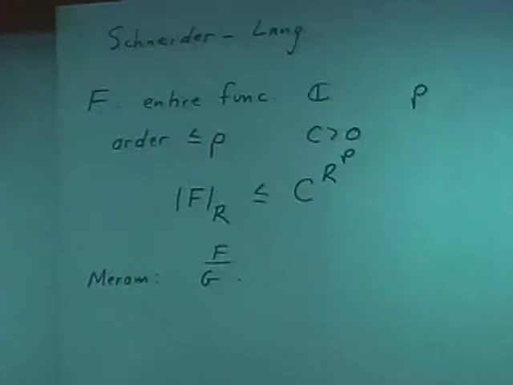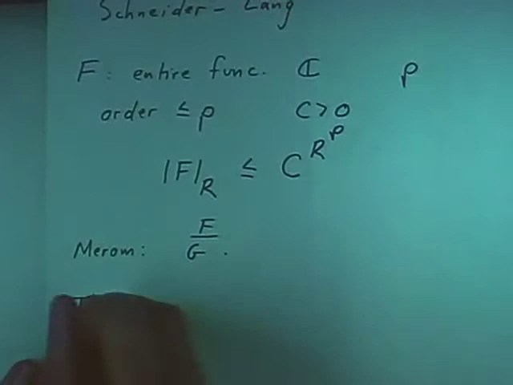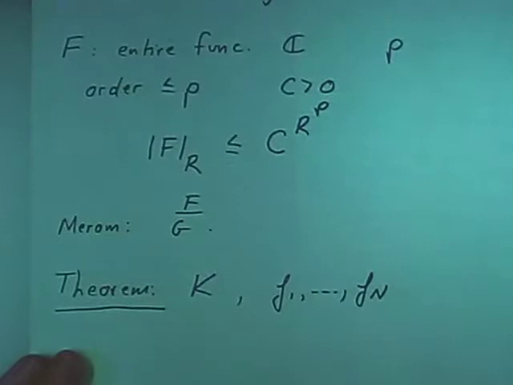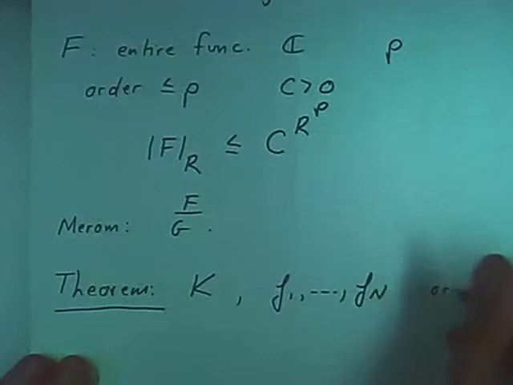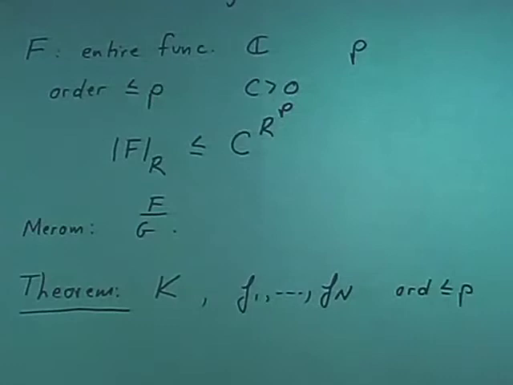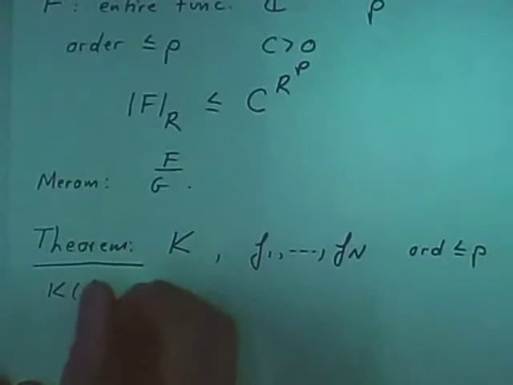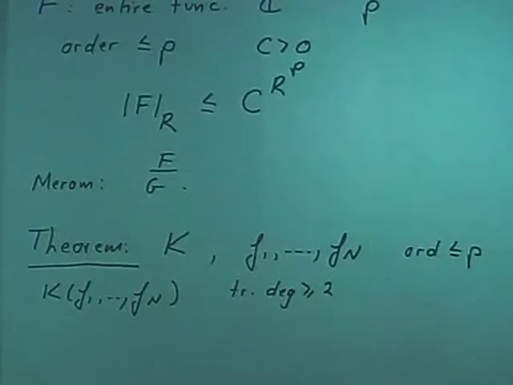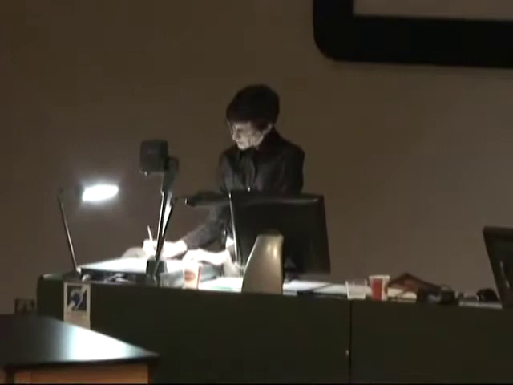Okay, so the theorem. If you have a number field K and n functions which are of order at most rho, so order less than or equal to rho. So they're meromorphic functions. And then you look at the field that they generate. And you ask that it have transcendence degree at least 2. So that means that there are going to be 2 of these functions which are algebraically independent. And then you assume that the ring that they generate is stable under differentiation.